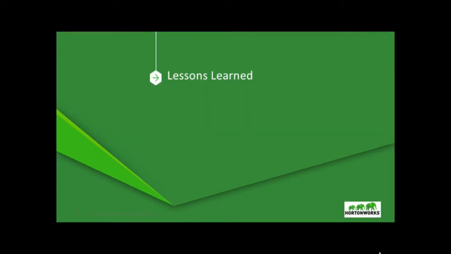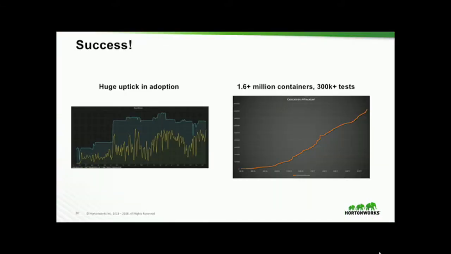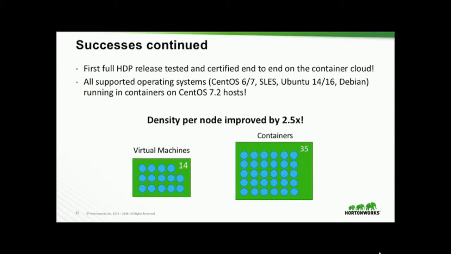So when you look at Docker, one of the first things, so we've had huge success, right? There's been a huge uptick in adoption. As you can see, our cluster utilization has gone up quite a bit. In the past year, we've run over 1.6 million containers across 300,000 tests. We've now done our first full HDP release end-to-end on this. So our latest release was tested completely on the container cloud, built, tested, and released on the container cloud.